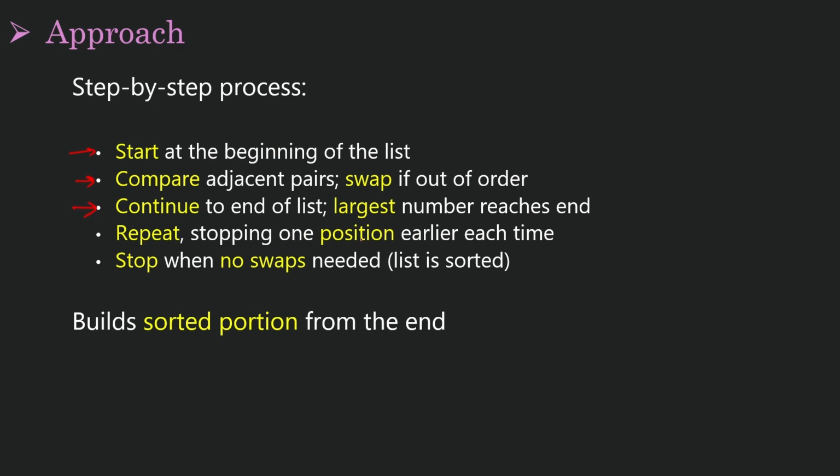After this pass, the largest number is at the end. Repeat for the remaining numbers, stopping one position earlier each time, since the largest numbers are already in place. Stop when no more swaps are needed. The list is sorted. It's like pushing the biggest number to the right each round. Want to see it in action?